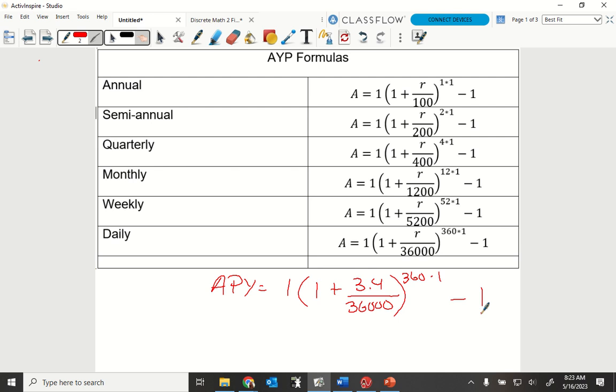Now, 3.4 is the percentage, but the 3,600 is actually 360, which is our daily, times 100. You can't really have 3.4 as a percent, you need to have it as a decimal. So part of what I'm doing here is converting it into a decimal in the formula. So all you have to do is plug the numbers in right now.